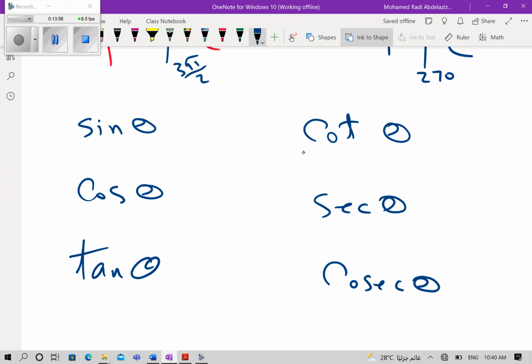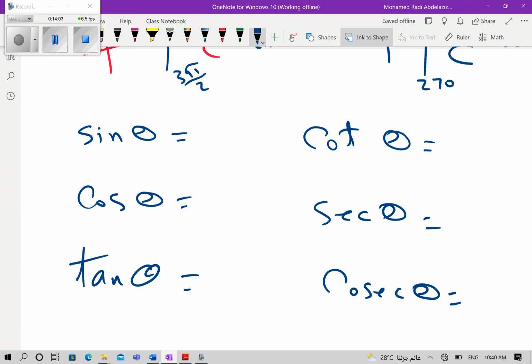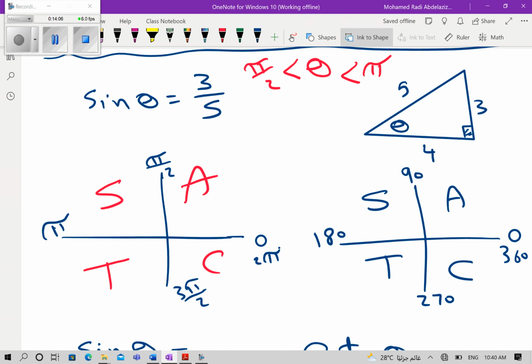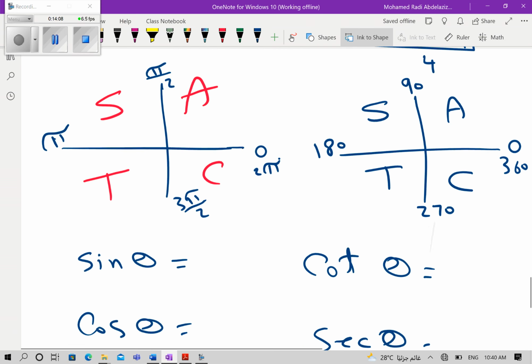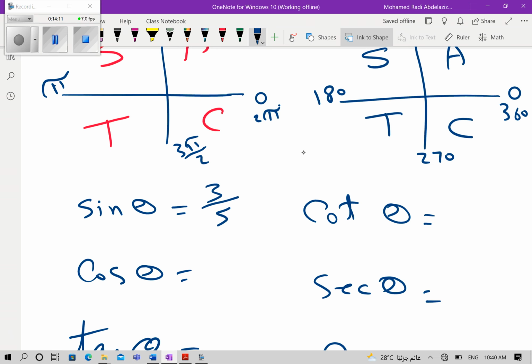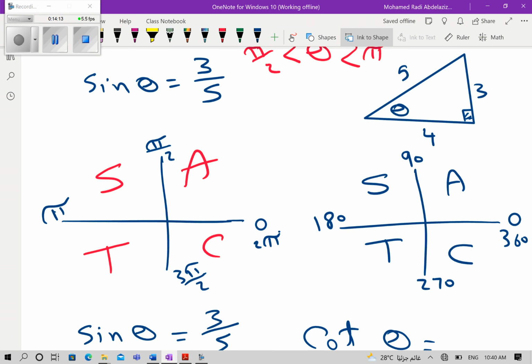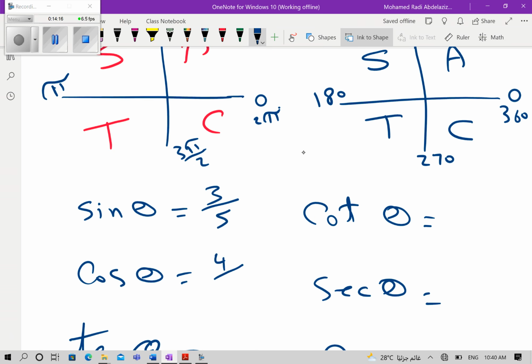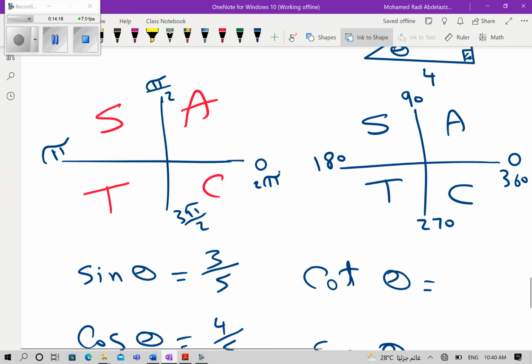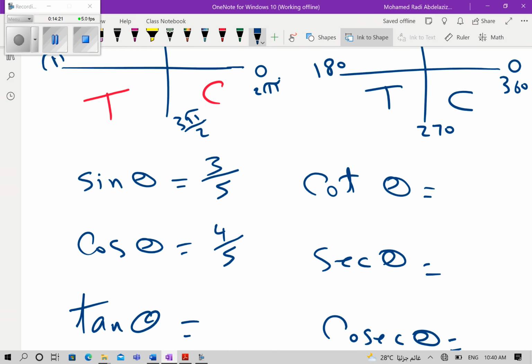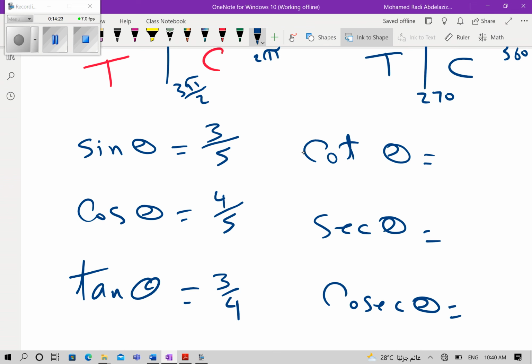If I ask you to get sine theta, cosine theta, tan theta, cotan theta, sec theta, cosec theta, from the right angled triangle you can find all the trigonometric ratios. Sine is opposite over hypotenuse, 3 over 5. Cosine is adjacent over hypotenuse, which is 4 over 5. Tan is opposite over adjacent, which is 3 over 4. Sine in the second quadrant is positive, so the others have to be negative.